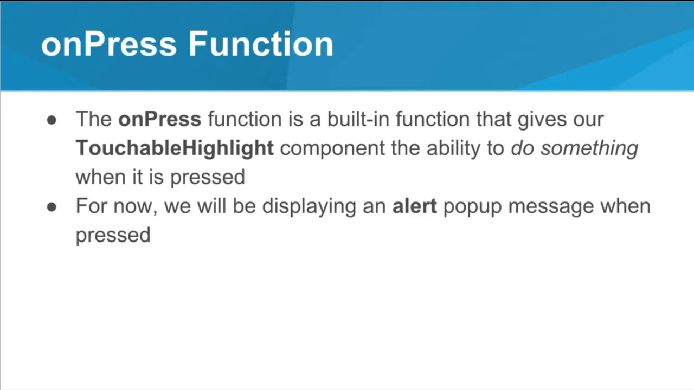The onPress function is a built-in function that we can call on when a TouchableHighlight component and its children components are pressed. For now, we will be displaying an alert pop-up message when the onPress function is called. This is to confirm our function is working and to simulate more complex functionality. For example, if it is a sign up button, the alert message might say you have successfully signed up. In the future, we will add much more complex functionality to the onPress function, such as liking an image, adding a comment, or actually logging into the app.